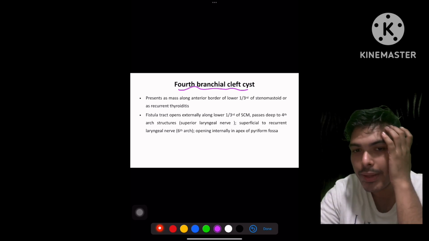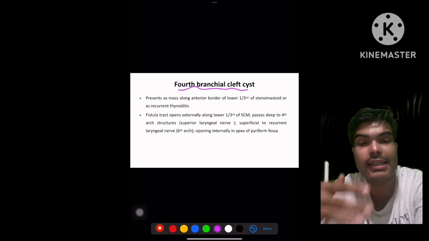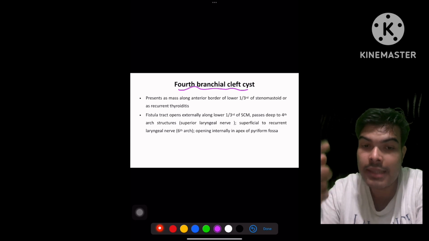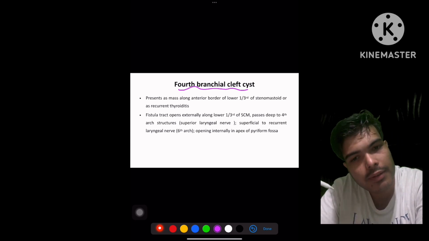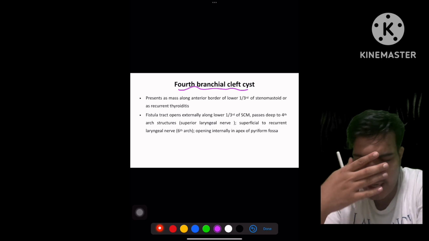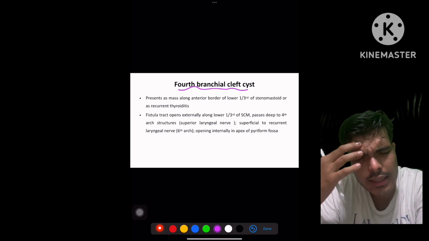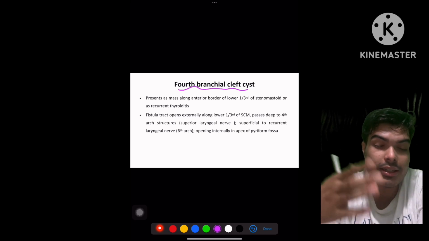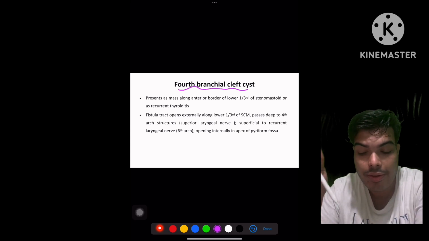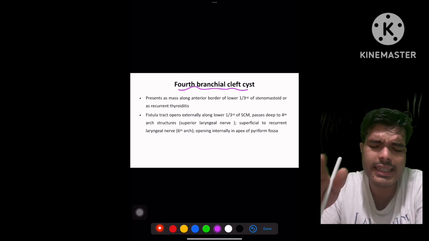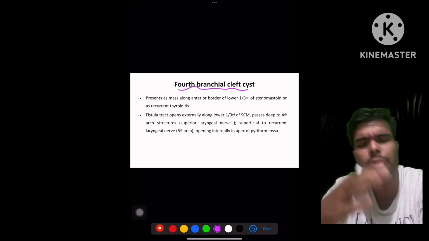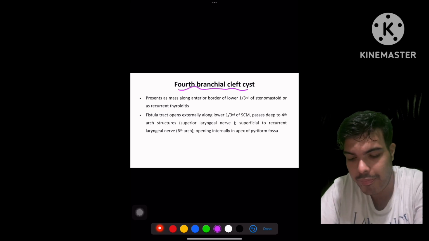It's so easy. If it's a second branchial fistula, it lies deep to the external carotid, above the internal carotid. And if you talk about the third branchial, it lies deep to the internal carotid, superior to the superior laryngeal nerve. If you talk about the fourth, it lies deep to the superior laryngeal nerve and superficial to the recurrent laryngeal nerve. Okay.